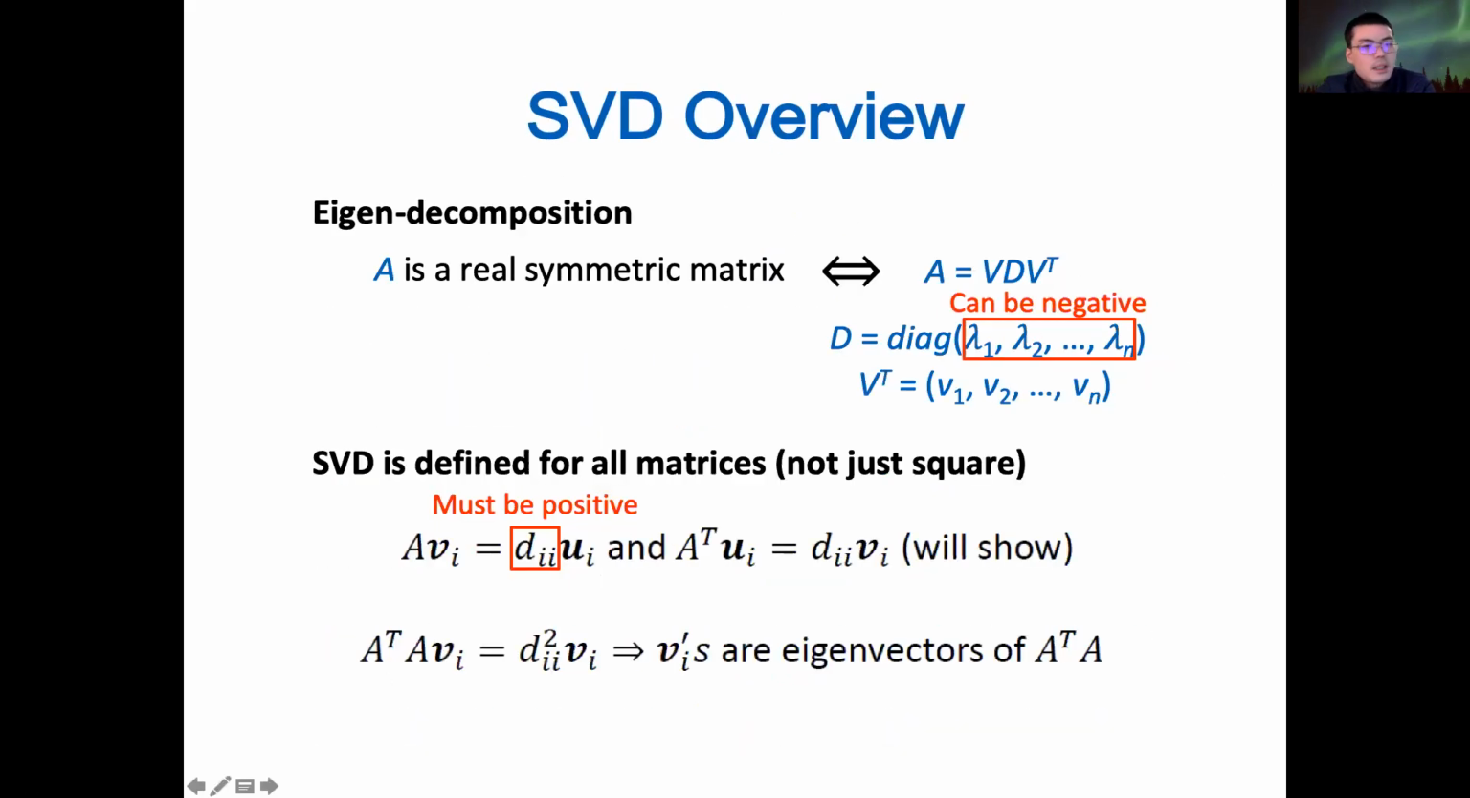This formula actually has a comparison with eigen decomposition. For eigen decomposition, you have A v_i equal to lambda v_i. But here we are doing SVD, so this becomes d u. So that's basically the recap of what we saw last time.